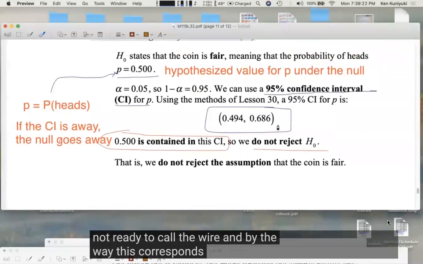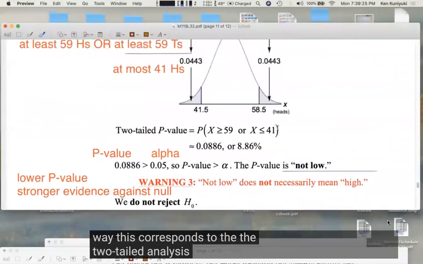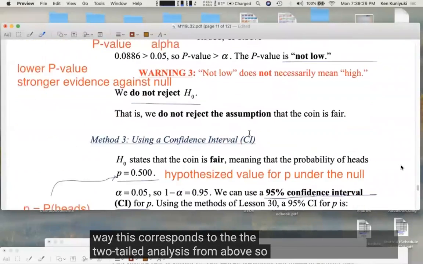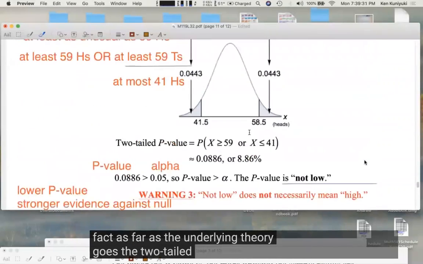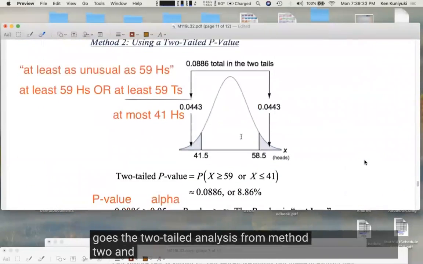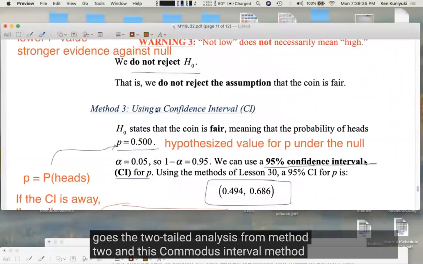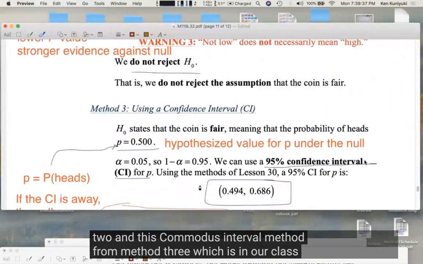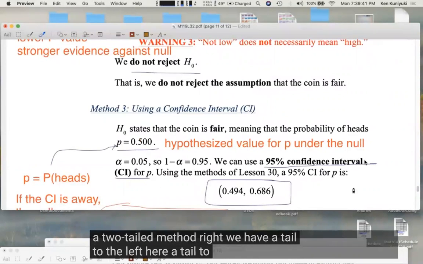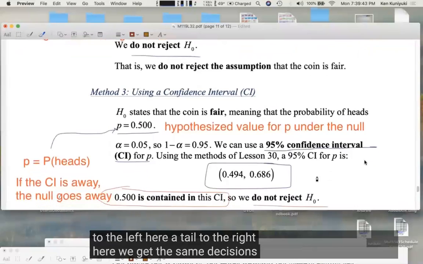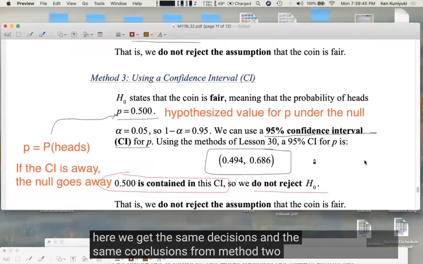And by the way, this corresponds to the two-tailed analysis from above. So in fact, as far as the underlying theory goes, the two-tailed analysis from method 2 and the confidence interval method from method 3, which is in our class a two-tailed method, right? We have a tail to the left here, a tail to the right here. We get the same decisions and the same conclusions from method 2 and method 3.